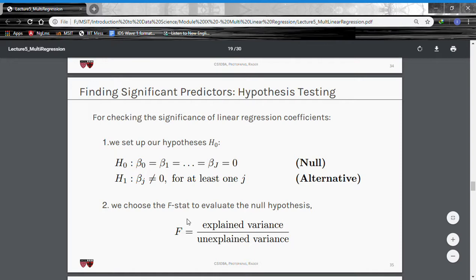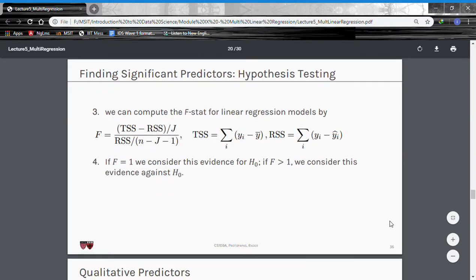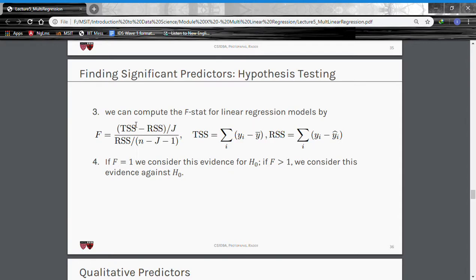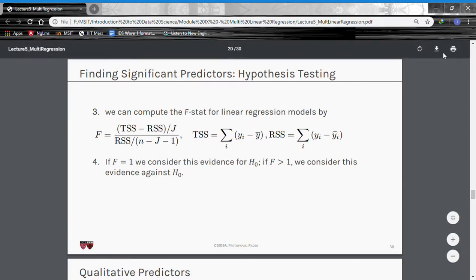We can find the F-statistic to evaluate the null hypothesis, which is given by explained variance divided by unexplained variance. We can compute the F-statistic for a linear regression model by this equation. That is all about multiple regression.